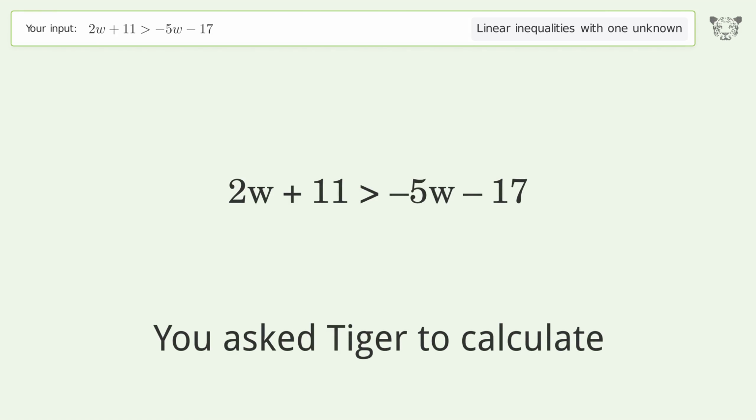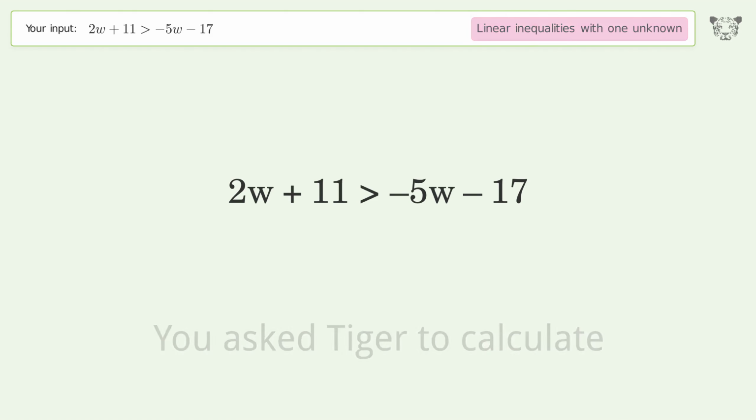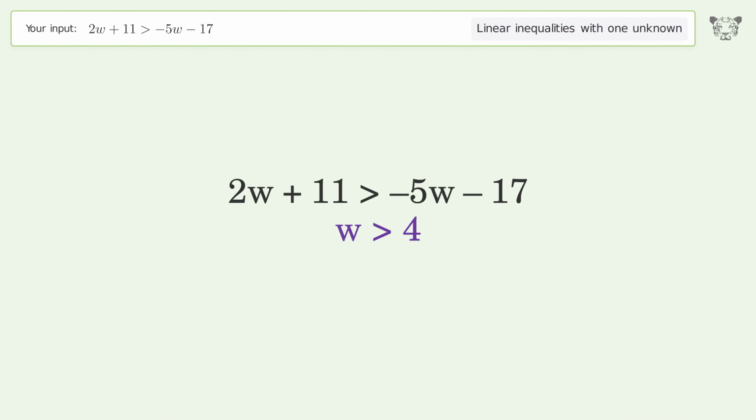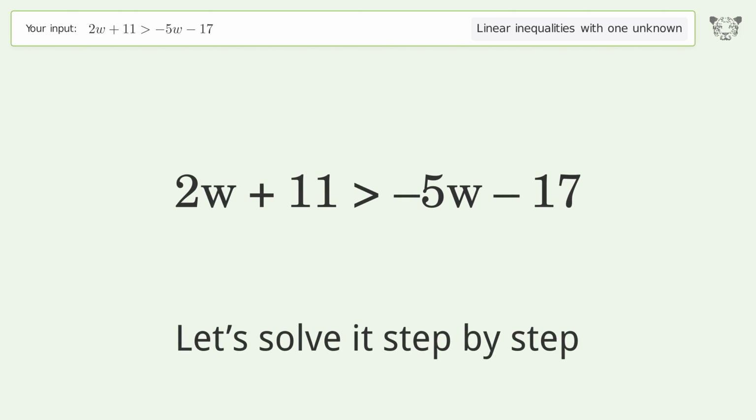You ask Tiger to calculate. This deals with linear inequalities with one unknown. The final result is w greater than -4. Let's solve it step by step.